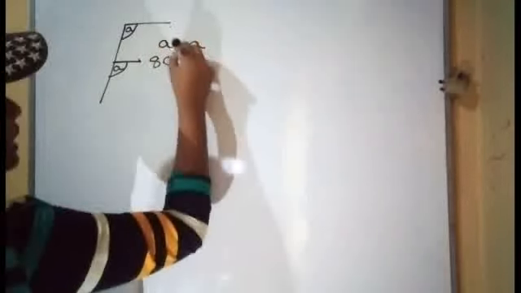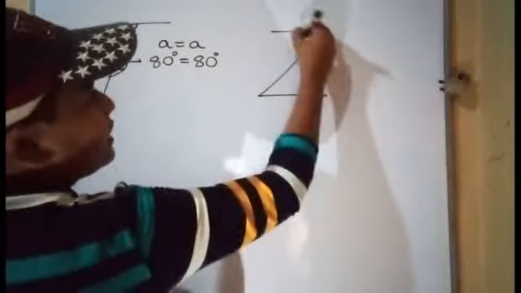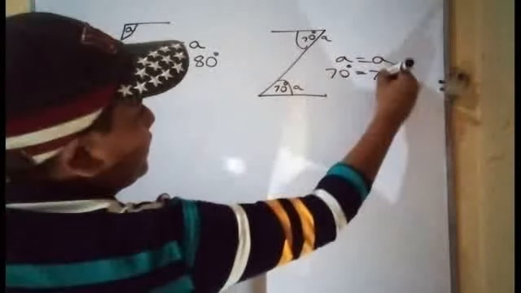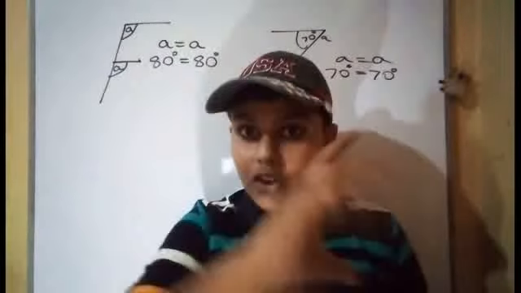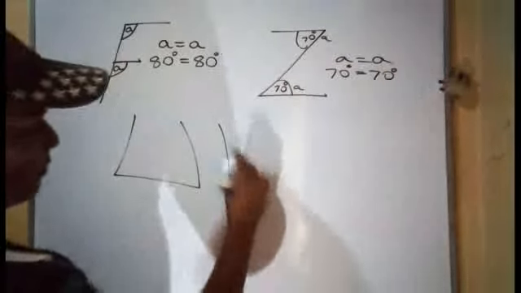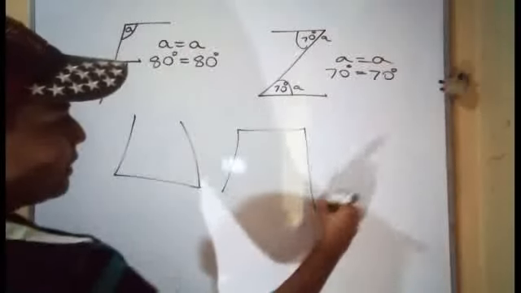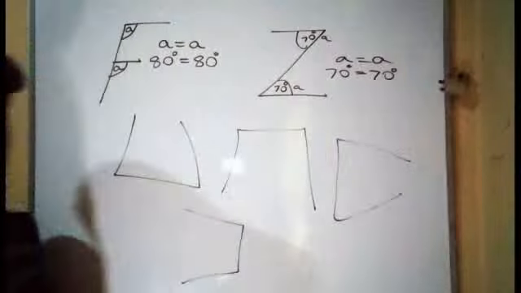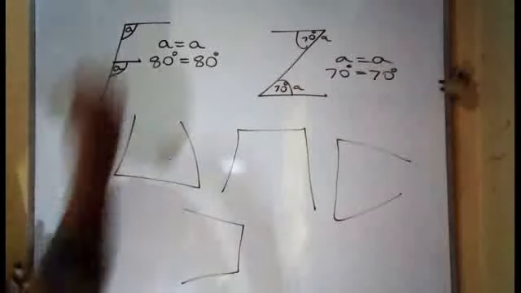Allied angles. Now you know corresponding means this one is A and this one is also A, so A equals A, where A means 80. Now the alternate angles: this one is 70 and this one is also 70, so A equals A, 70 equals 70. Now you want to find the allied angles. Allied angles come in the shape of a U. These are the corresponding, this is alternate, and these are allied angles.